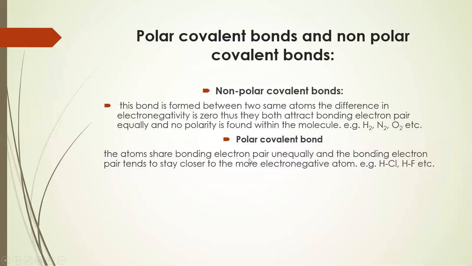And when we come to the polar covalent bond, it means the atoms share the bonding pair unequally. It means one can pull more than the other. Both have different electronegativity values, which means they differ in their attracting power. Here are the examples of HCl and HF, because they are both formed between different elements and different atoms.